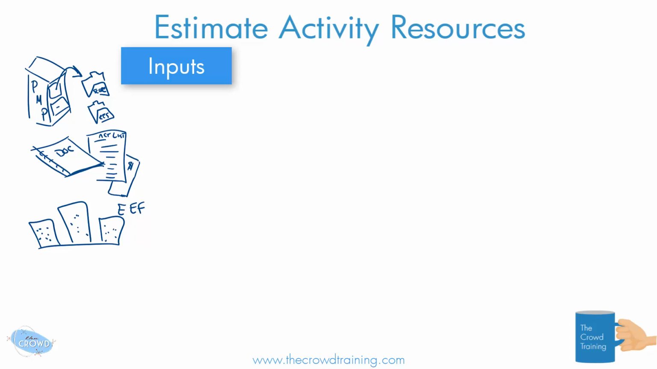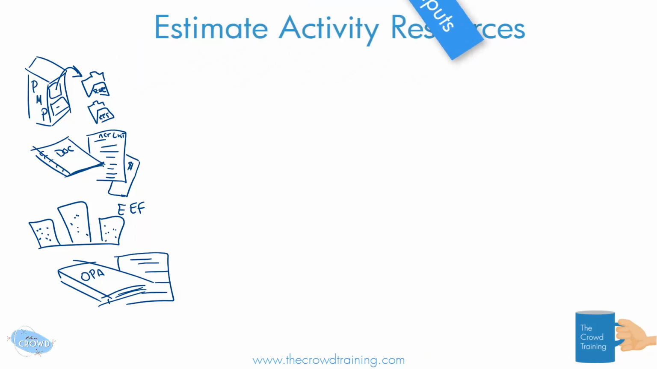Also, with luck, we've done this before, and so we might have some binders and some documents and some templates. So our organizational process assets can lend us a little bit of assistance and guidance, and some policies that enable us to better look at and estimate our resources for the activities. All right, those are the inputs.